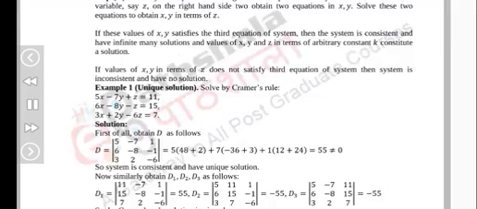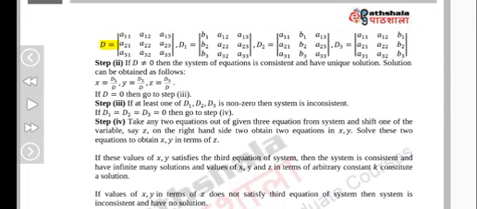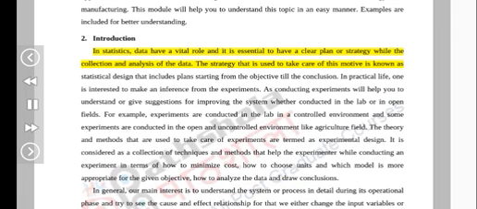Statistical applications in environmental sciences. In statistics, data have a vital role, and it is essential to have a clear plan or strategy while collecting and analyzing the data. The strategy that is used to take care of this motive is known as statistical design, which includes plans starting from the objective till the conclusion.